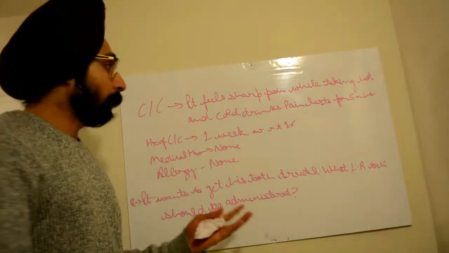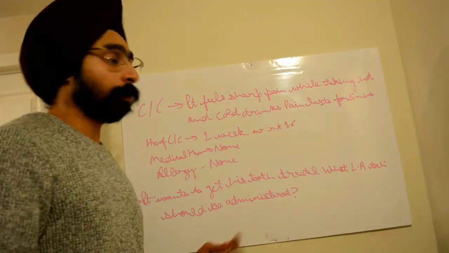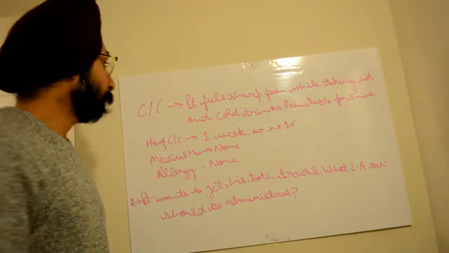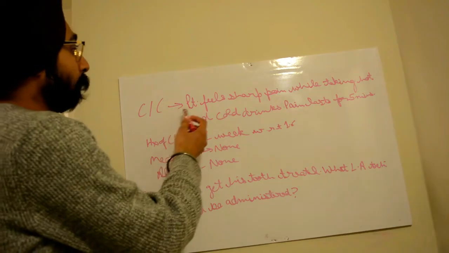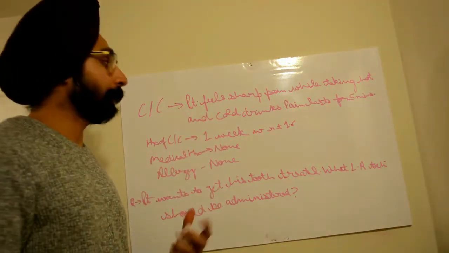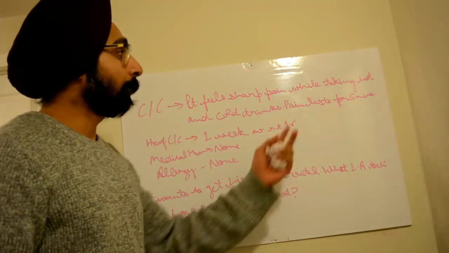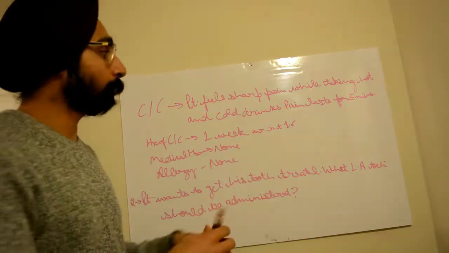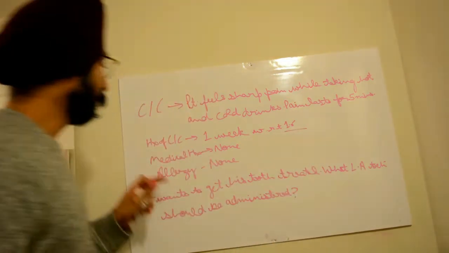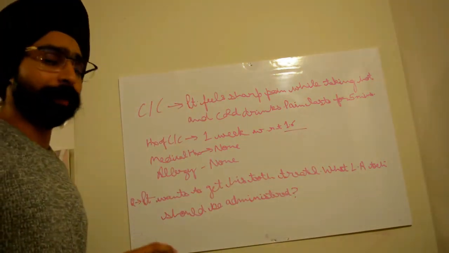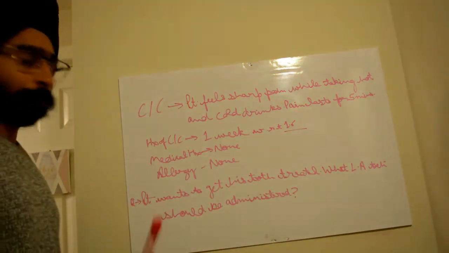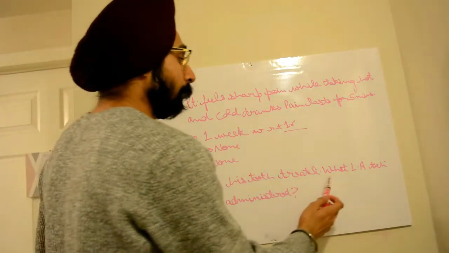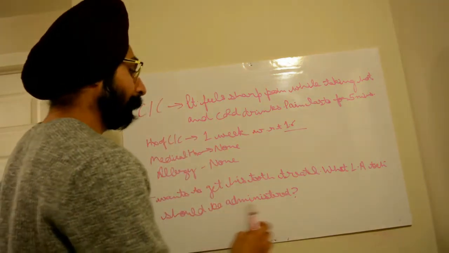Friends, now since we have discussed all the local anesthetic techniques, let's come back to the same question. The question was, the patient was feeling sharp pain while taking hot and cold drinks. Pain lasts for 5 minutes. History was 1 week and the tooth in question was 1/6. Medical history and allergy were non-significant. The question that we got was, patient wants to get his tooth treated. What local anesthetic technique should be administered?